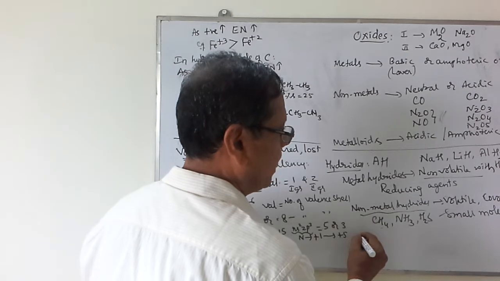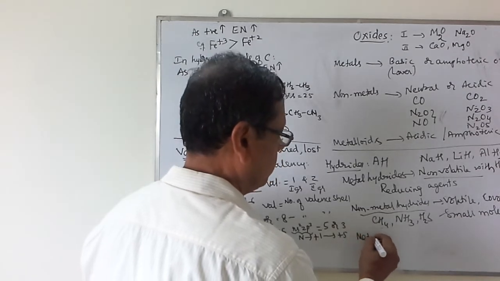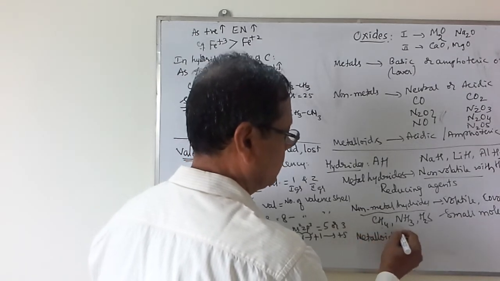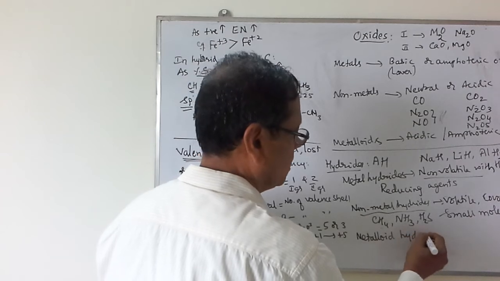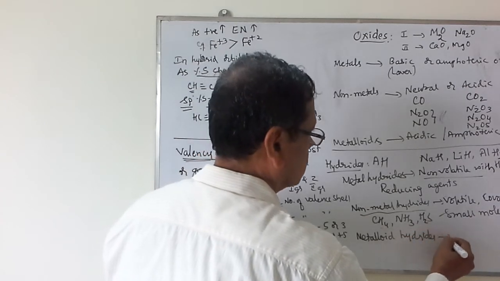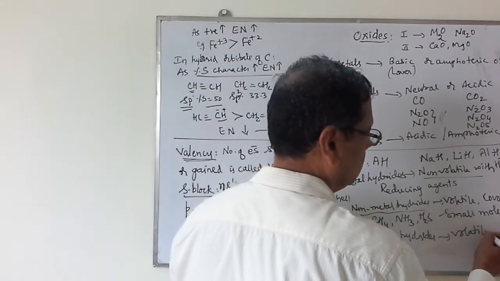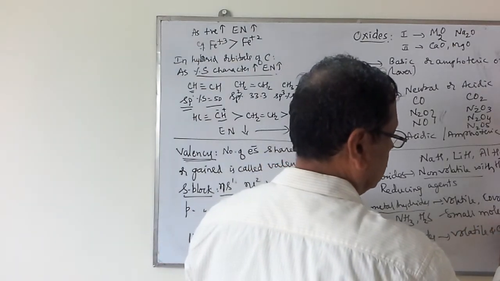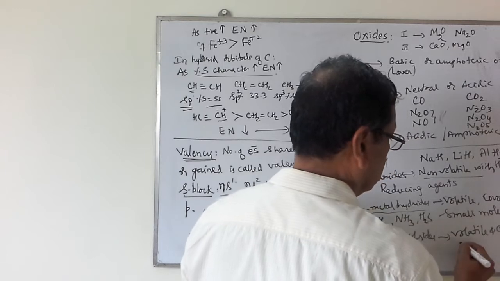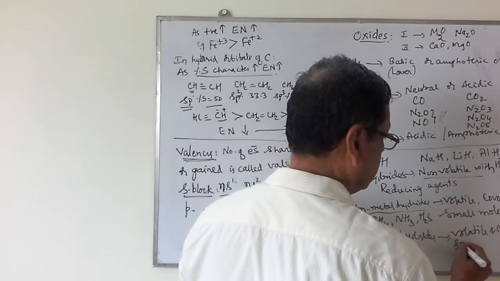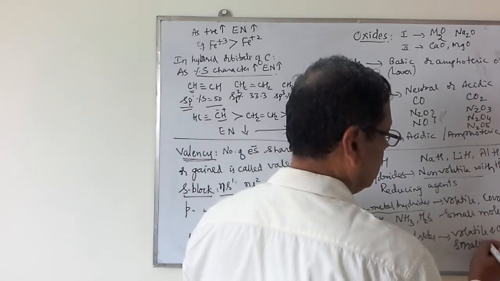Then coming to the metalloids, metalloid hydrides. These are again volatile, again covalent, and they exist as small molecules.